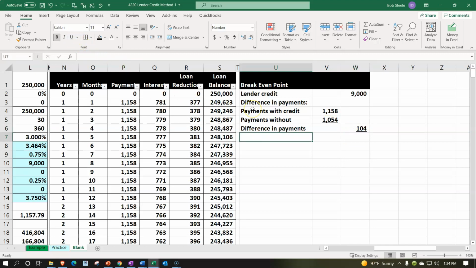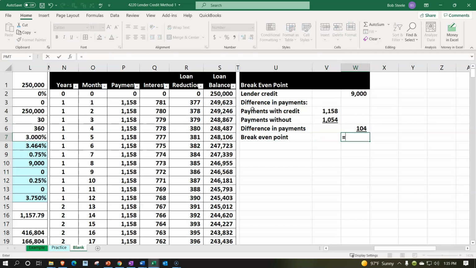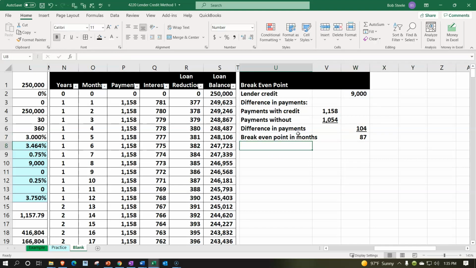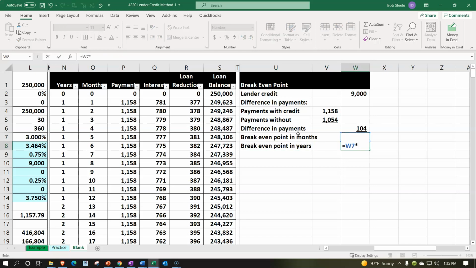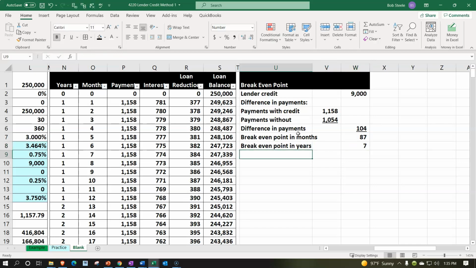And so that's going to give us our break-even point between the two, which would be equal to the 9,000 divided by the difference in the payments. So it's about 87. That's going to be in months. Let's say break-even point in months. Break-even point in years then would be equal to the 87 divided by 12.